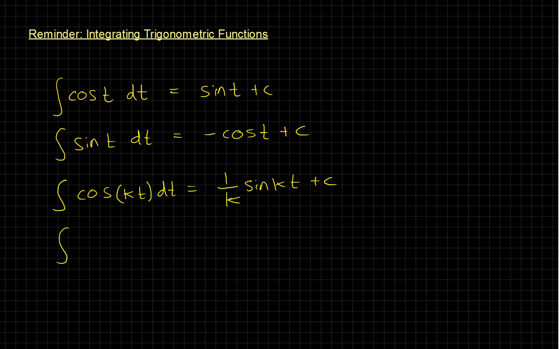Okay, and then final check. You need to remember what this is. And it is minus 1 over k cos kt plus c.